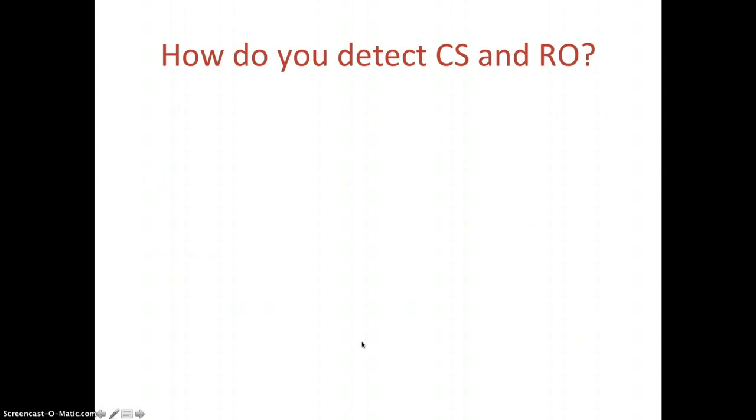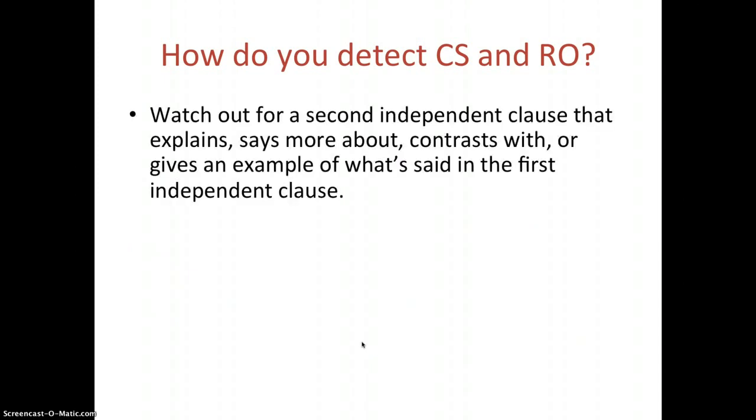Okay, another way to detect comma splices and run-ons is to watch out for a second independent clause that explains or says more about, or contrasts with, or gives an example of what's said in the first independent clause. This is pretty common, okay?